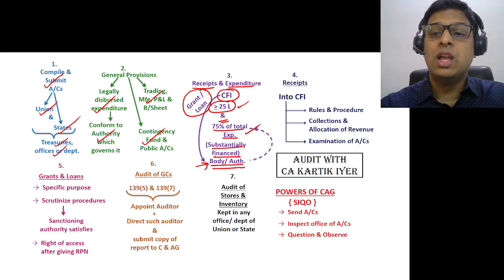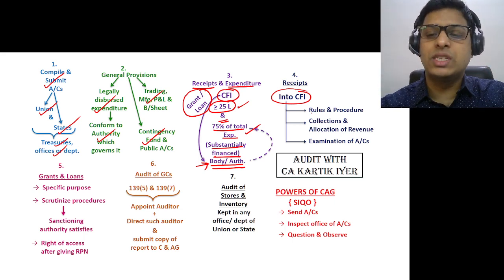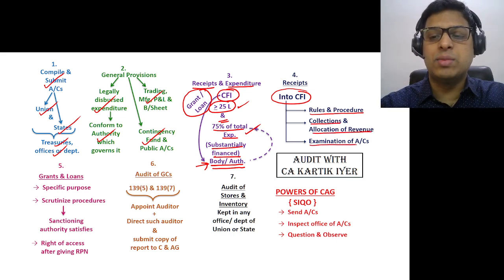Okay. Next, receipts. Whenever the money comes into the Consolidated Fund of India, let's say from taxation, from tax money, we check whether the money has been received as per rules and procedures, and whether collection and allocation of the revenue is done properly. And finally, we have to examine the accounts. Examination of accounts is very, very important.